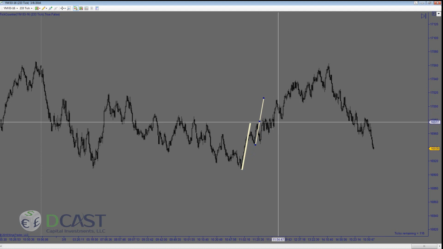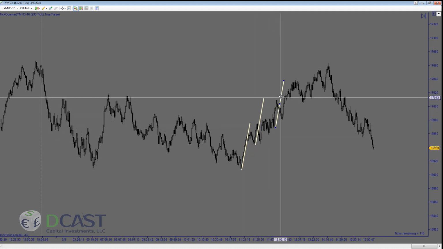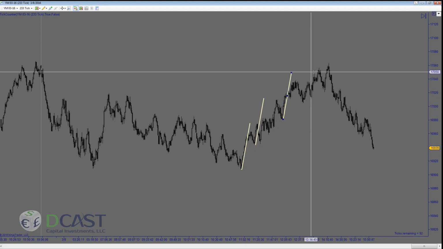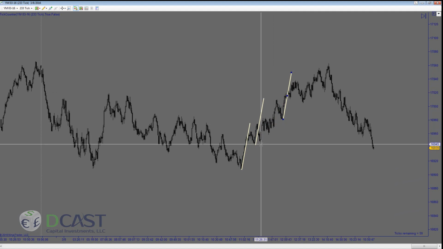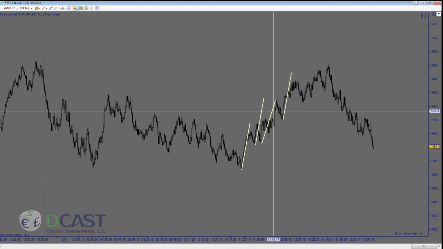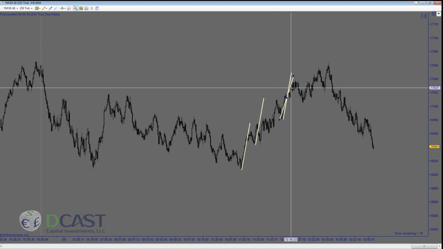Where was the correction? Okay, let's take that forward one more time. Okay, where did price come to? Where was that correction? Okay, could we use some of the shorter term ones to help us add another level of confluence? There you go.